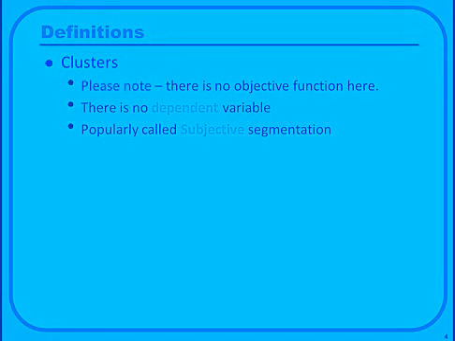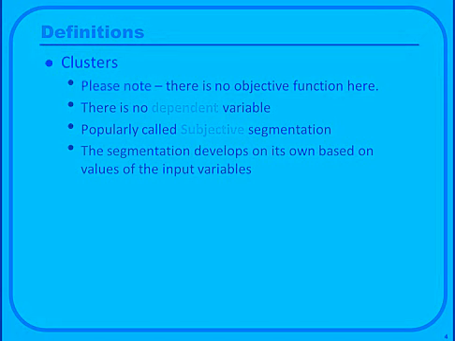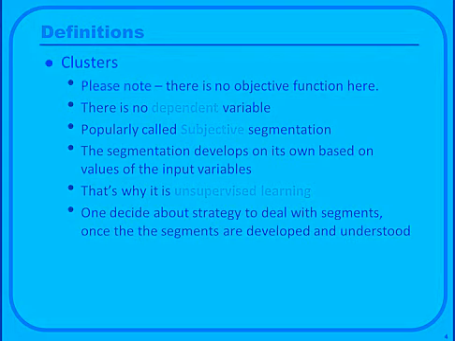So it is called subjective segmentation just because it doesn't have an objective function, and the segmentation develops on its own based on the values of input variables. Whatever input variables you have taken, let's say in this case physics and math, based on the actual values each observation takes, the segmentation develops on its own. That's why it is called unsupervised learning, because you are not trying to set the pattern, it is just detecting the pattern on its own. And usually, you decide how to deal with a segment once you have developed the segments and understood what the segments are trying to say.